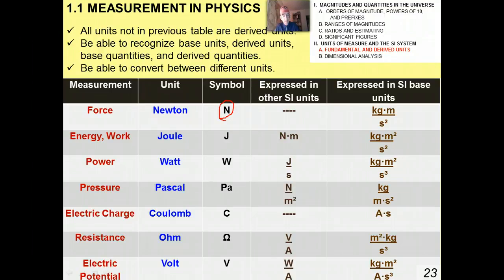And most symbols for particular quantities are uppercase letters. Okay, all right.